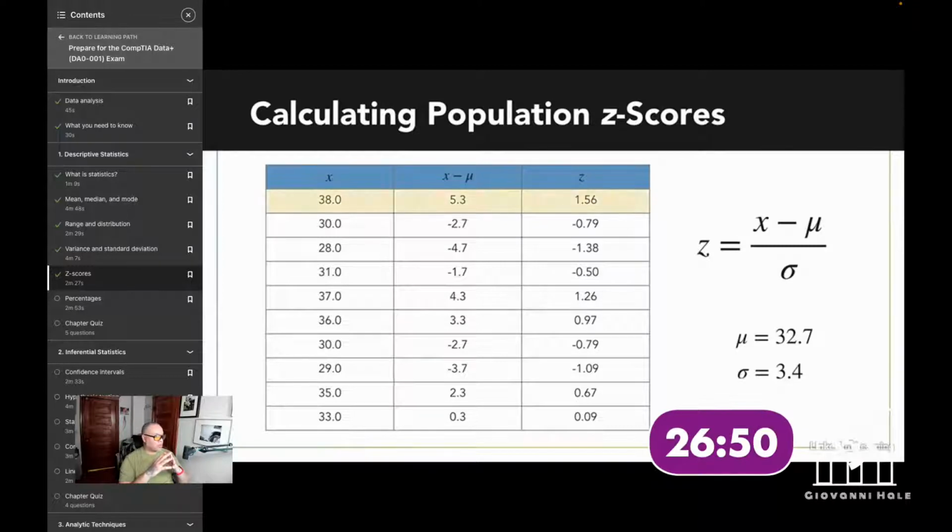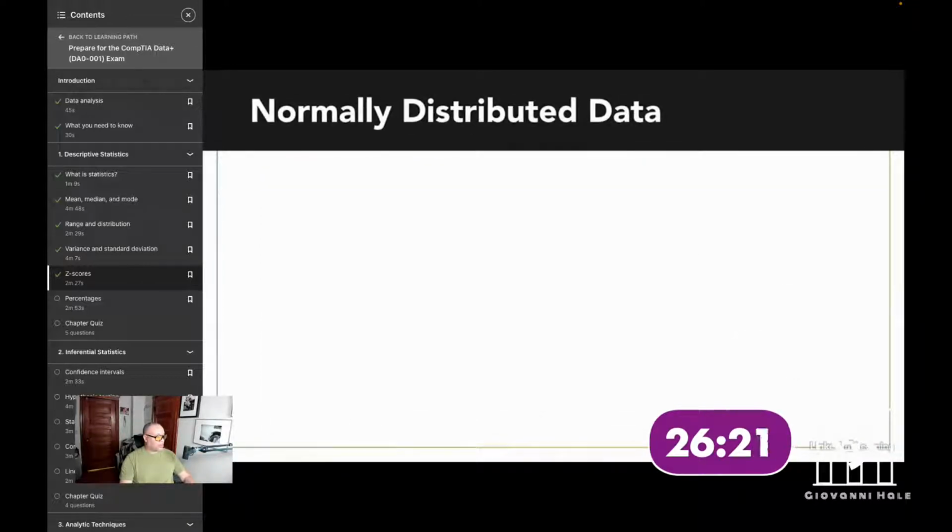For example, if we look at the first row, we see that a height of 38 inches is 5.3 inches away from the mean, and that's 1.56 standard deviations above the mean, giving us a z-score of 1.56. Similarly, on the next row, a height of 30 inches is 2.7 inches below the mean. That gives us a negative z-score because the value is below the mean, so we get a z-score of negative 0.79.